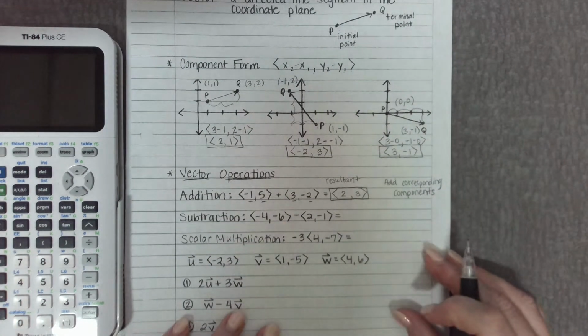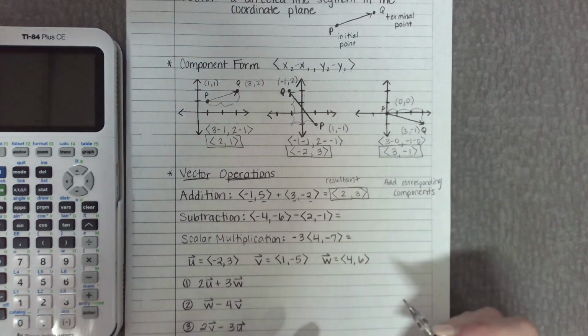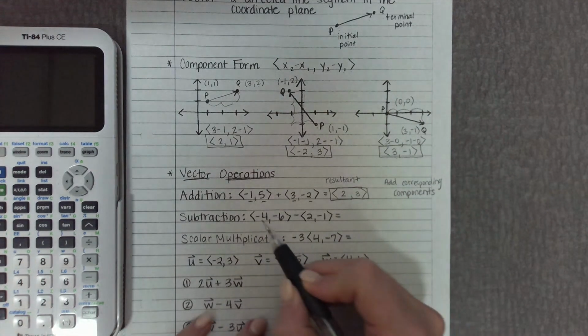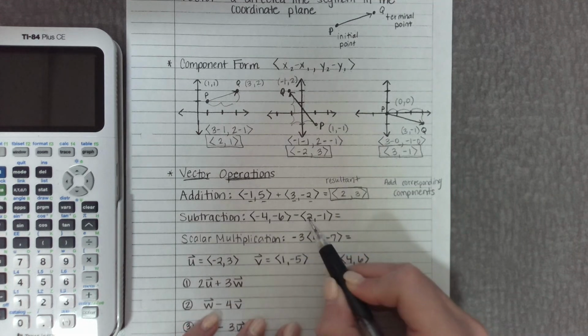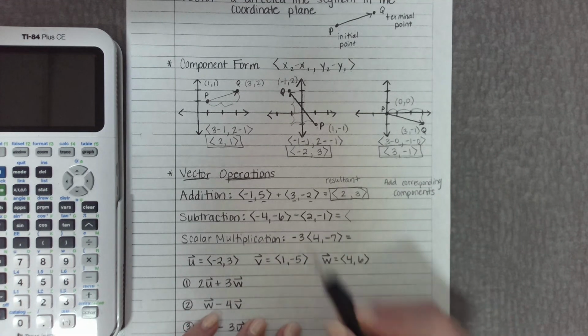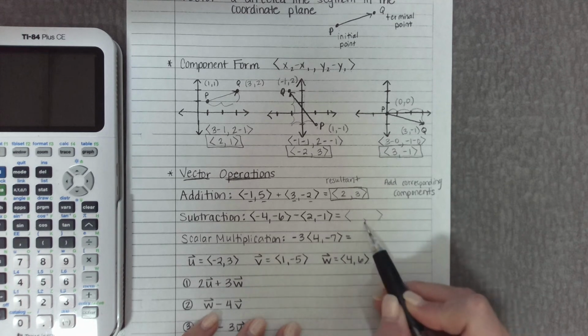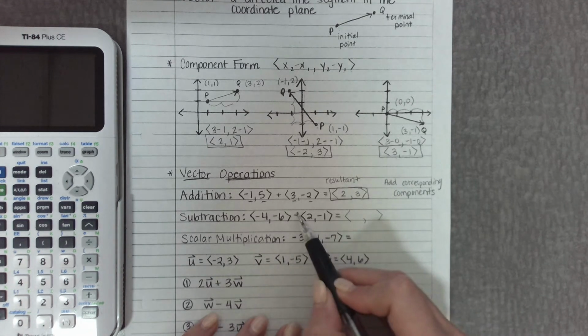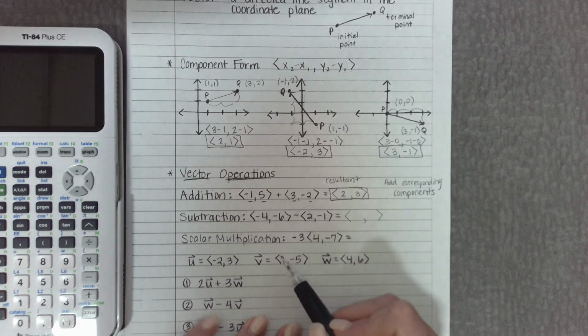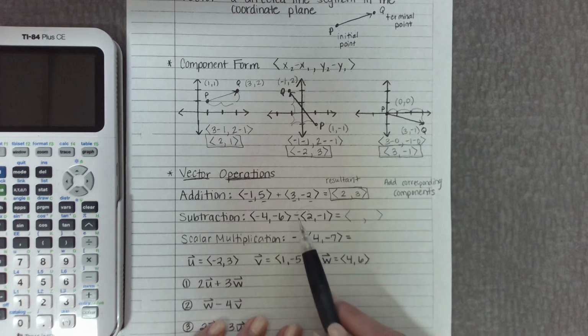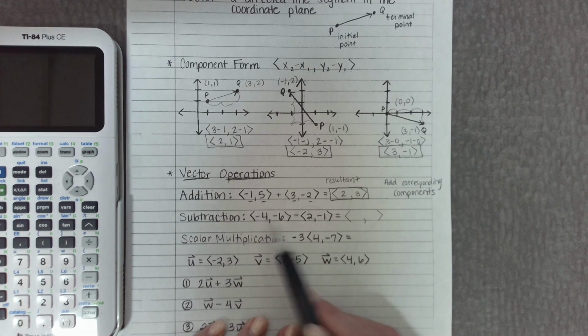Subtraction's the same way. You're going to subtract corresponding components. Now, there's a couple ways you can look at subtraction. Some people want to look at it as true subtraction. Negative 4 minus 2, and then write down your answer. And then negative 6 minus negative 1, and write down your answer. Other people like to go ahead and distribute the negative first, and then think of it as an addition problem. However you do that, that's personal preference. You can think of it as, I want to go ahead and distribute and think of this as a negative 2, and then I want to add.